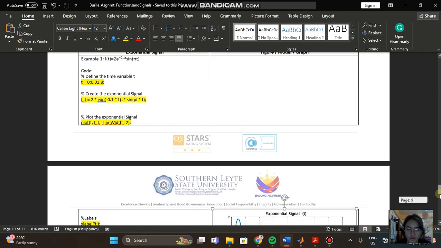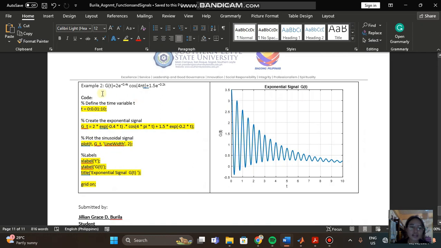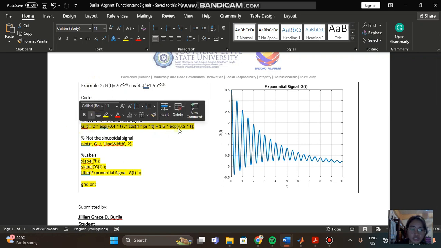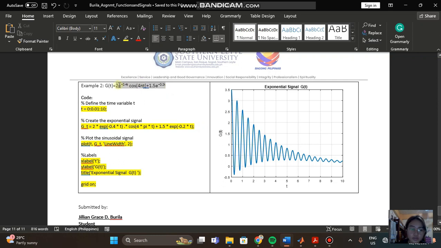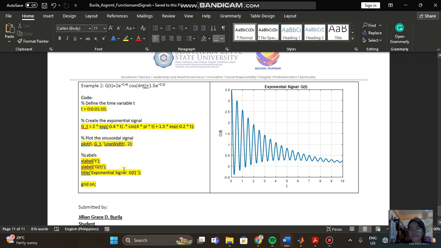So that's it for the first example. As for the second example, we have g of t equals 2 times exponential negative 0.4 t cosine 4 times pi times t plus 1.5 exponential negative 0.2 times t. So this is the time variable. The function I just described is written here. So the plot: the time variable, the function, the line width, and its labels.